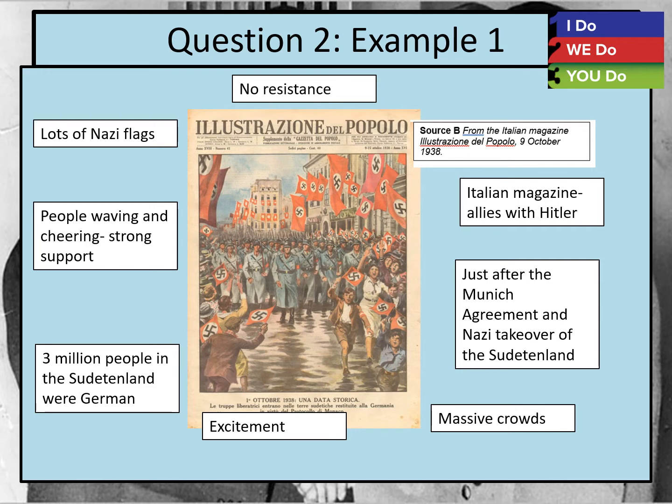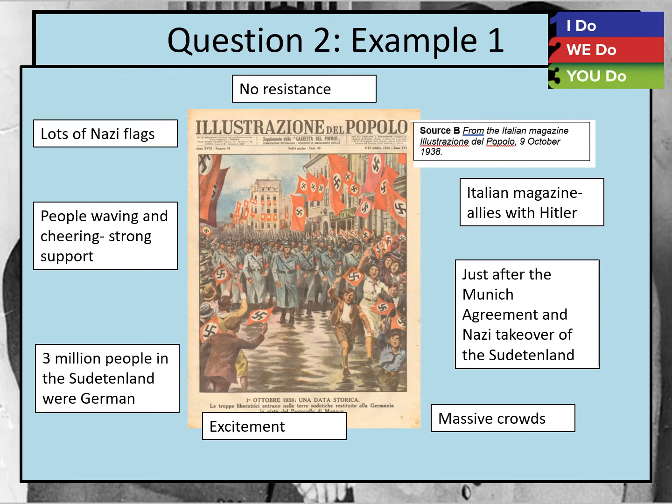So we've got the Illustrazioni del Popolo, so this is the Italian magazine, and it's showing lots of Nazi flags everywhere. They're coming out of all the buildings, the shops, the offices, all around, the people carrying them in the streets. People are waving and cheering. There's really, really strong support as this massive Nazi army marches through the streets. There's excitement, children running and waving, really, really big crowds. I mean, the streets are really properly lined.